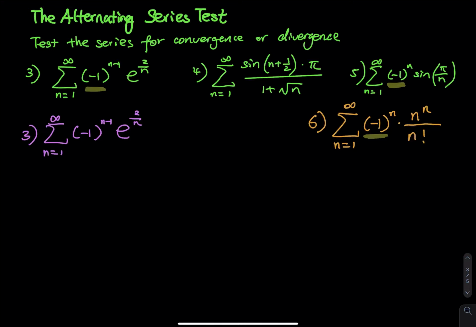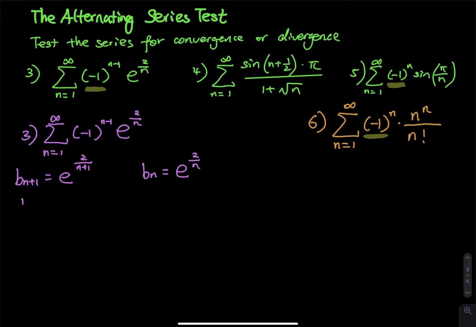So first of all, for number three, what is Bn? Bn is the one without the -1, right? So that is e to the 2 divided by n, and then Bn plus 1, which is the next term, is e raised to 2 divided by n plus 1. So number one, we want to show that the current term is greater than or equal to the next term. So therefore, we have to do some tests.